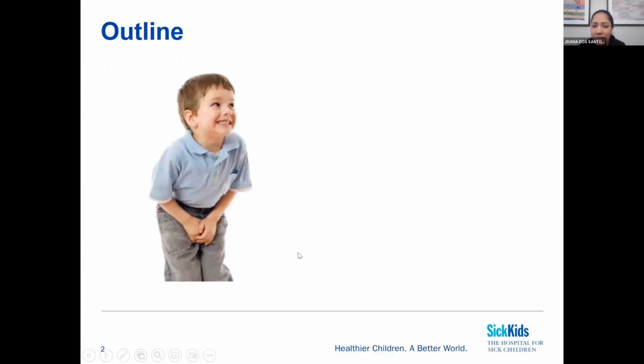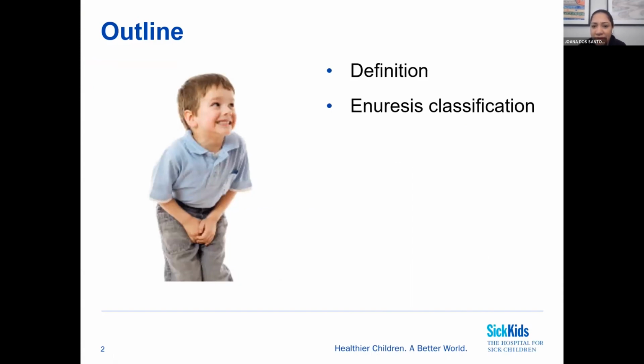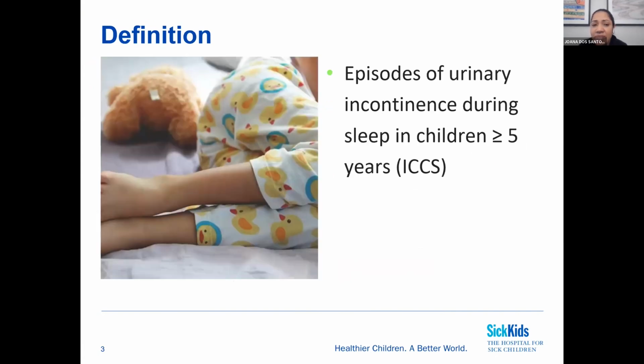So we are going to go a little bit back to the basics and discuss the definition, classification, differential diagnosis, and red flags, right? I think that's the core of the talk. When we should think that enuresis is not caused by a primary issue of the bladder and the brain, but they're actually organic underlying causes. The current management of enuresis as well.